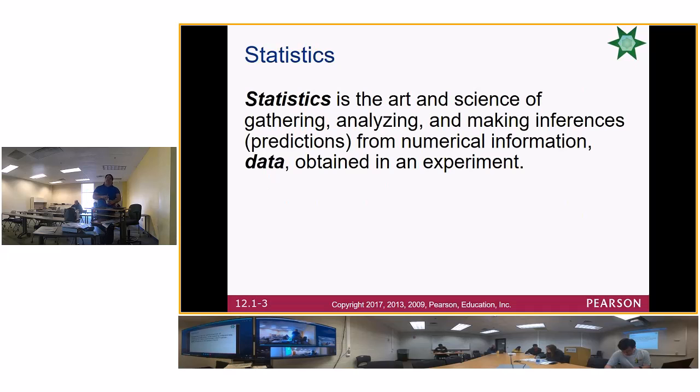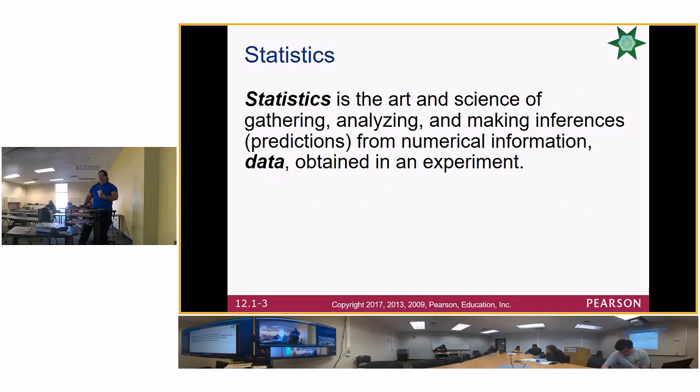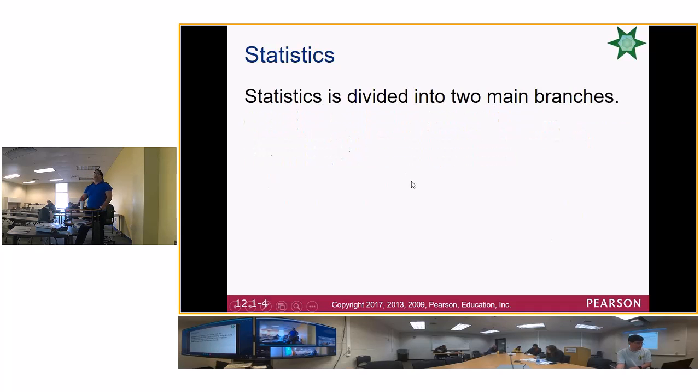Notice that Statistics is uppercase. Uppercase means the mathematics. Lowercase statistics has a different definition. So make sure you write down uppercase Statistics, capitalized, is the science of gathering, analyzing, and interpreting data. Everybody got that? Yes. All right.